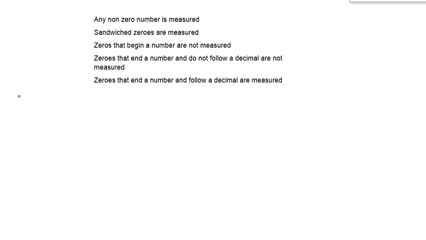So let's say I take the number 100.0. We look at this, we'll follow our rules. Any non-zero number is measured, so we know we've got 1. Now what about sandwich zeros? Well, these 2 zeros are between this 0 and that 1, so we're going to look at them. 0 is a beginning number. There's no zeros that begin this number, so they don't count. Zeros that end the number and do not follow a decimal are not measured. Well, I've got a 0, but it follows a decimal. So this is the rule we're going to be using here, and any non-zero number is measured. So these are the 2 rules I'm looking at.